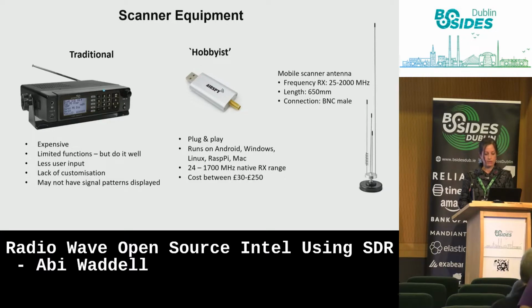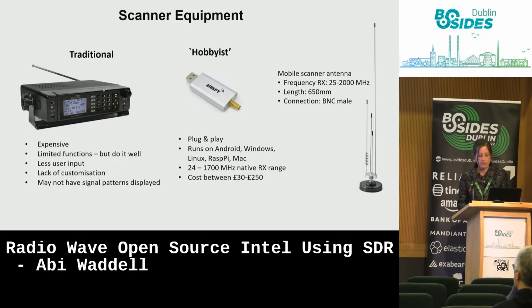And now I'm just going to give you a very quick overview on getting started with SDR with some of the equipment used in radio scanning. So traditional hardware-based scanners look a bit like this on the left. They are expensive, usually costing between a few £100 to several £1,000, and they have limited or dedicated functions, but do it well, and they require less user input. It's usually a simple case of switching it on and turning some dials. However, there is little potential for user customization, and it's not usually possible to see the visual signal patterns.